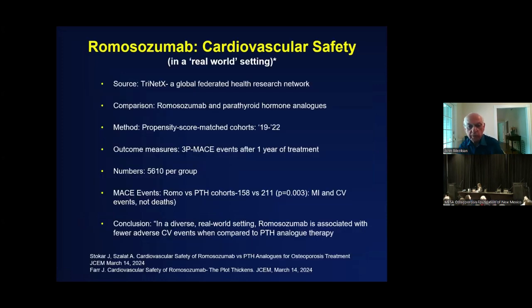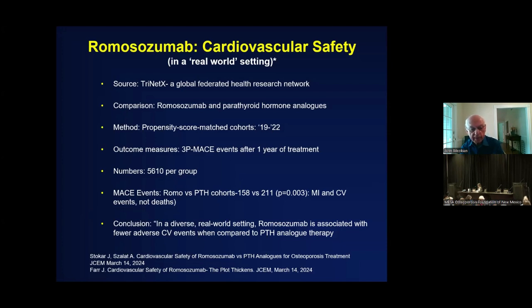Recently published just a few months ago in a real-world setting, again, take that for what I just said, comparing romosozumab with parathyroid hormone analogs. This was a propensity score matched cohort study looking at MACE events after 1 year, with a fairly large number of individuals in each group. If you look at this next to last bullet, Romo versus PTH cohorts, there were fewer MI and cardiovascular events in the group that got Romo versus parathyroid hormone.